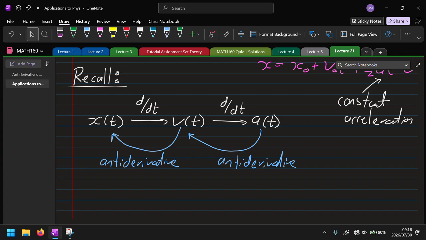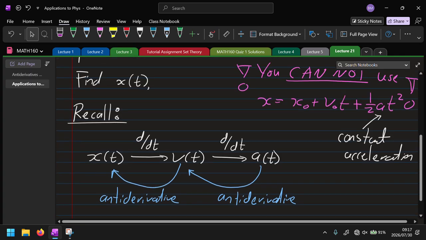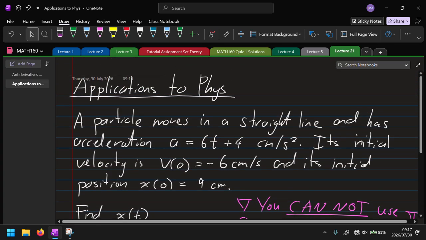Now remember, whenever we do the antiderivative, we're going to have a plus c. So we do the antiderivative the first time, and we'll get something plus c. We do the antiderivative the second time, we get something plus c plus d. We have two unknowns. So we did it twice: the first time you have a plus c, the second time you have a plus d. How do we find what those are?